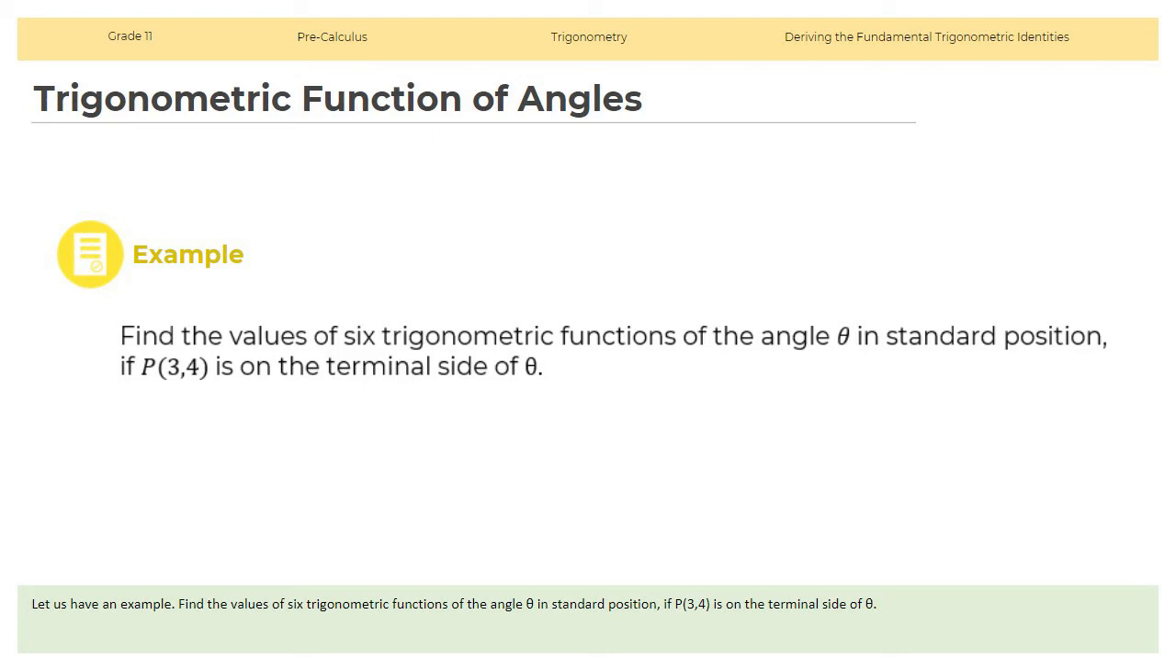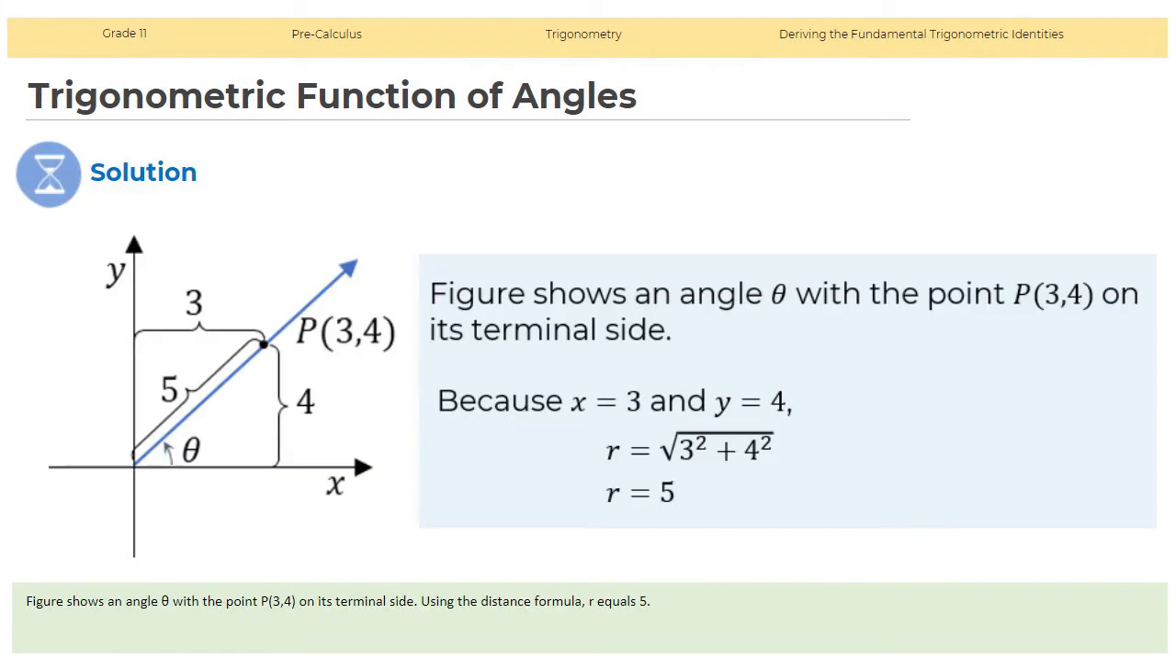Let us have an example. Find the values of the 6 trigonometric functions of angle theta in standard position. The point (3, 4) is on the terminal side of theta. The figure shows an angle theta with the point (3, 4) on its terminal side. Using the distance formula, r equals 5.